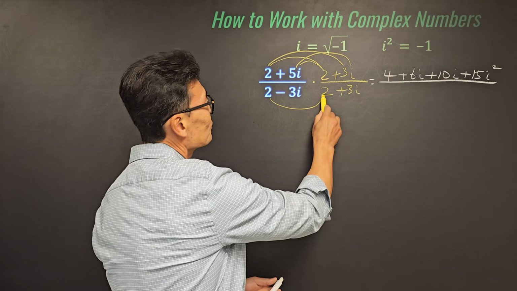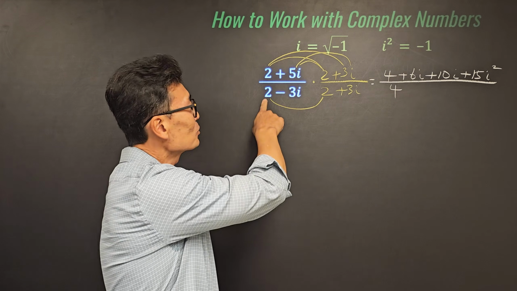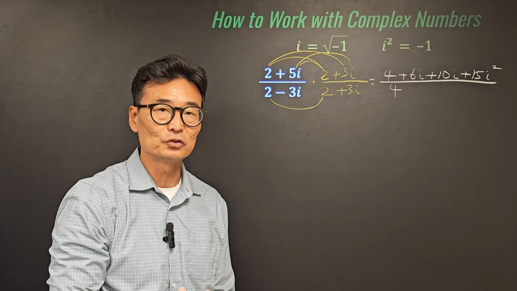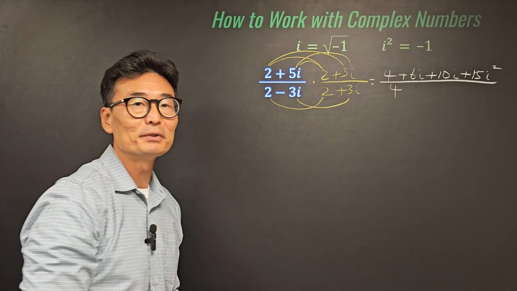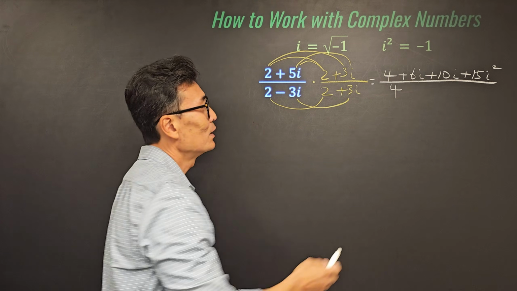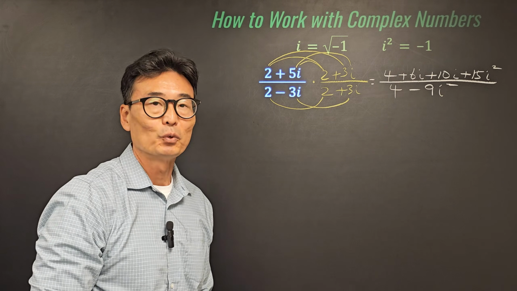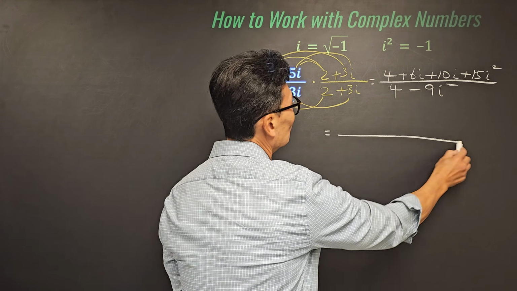For the denominator, I'm going to be using the rule that I just showed you, where all we have to do is 2 times 2, which is 4. And I'm not going to go ahead and multiply the 2 and the 3i or the negative 3i and the 2 since they're going to cancel out anyways. The only thing I'm going to multiply is the negative 3i and the positive 3i, which will be negative 9i squared. We want to save time whenever possible.